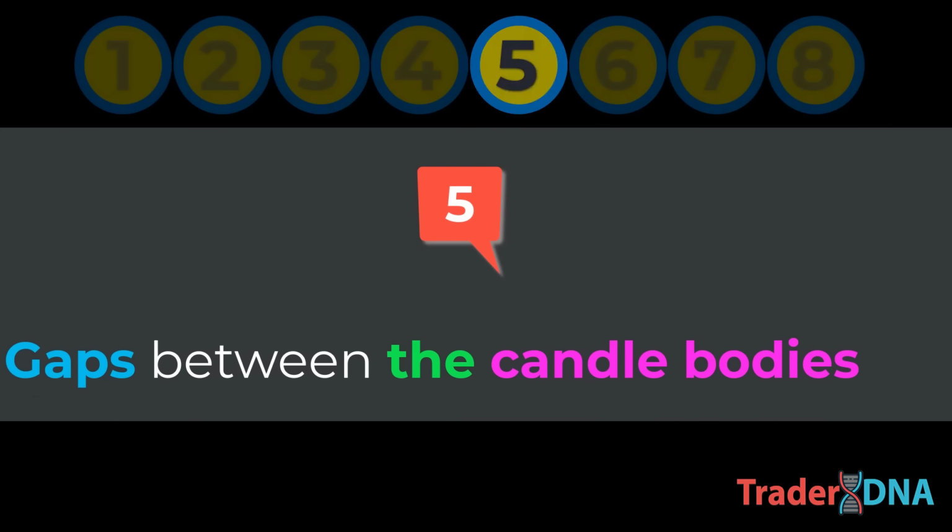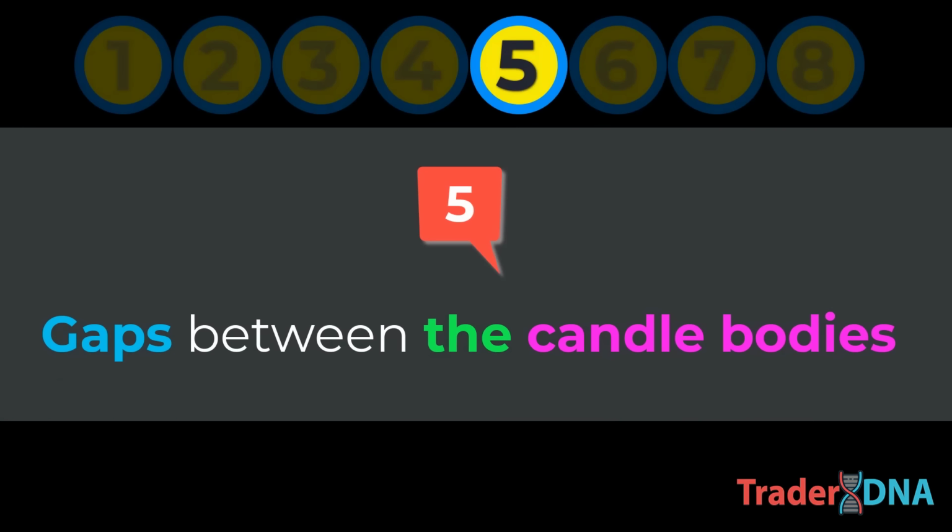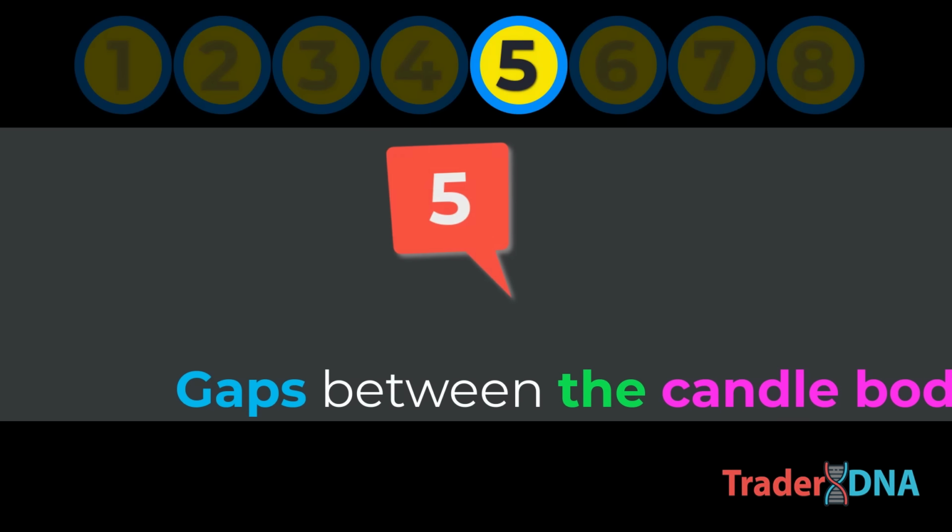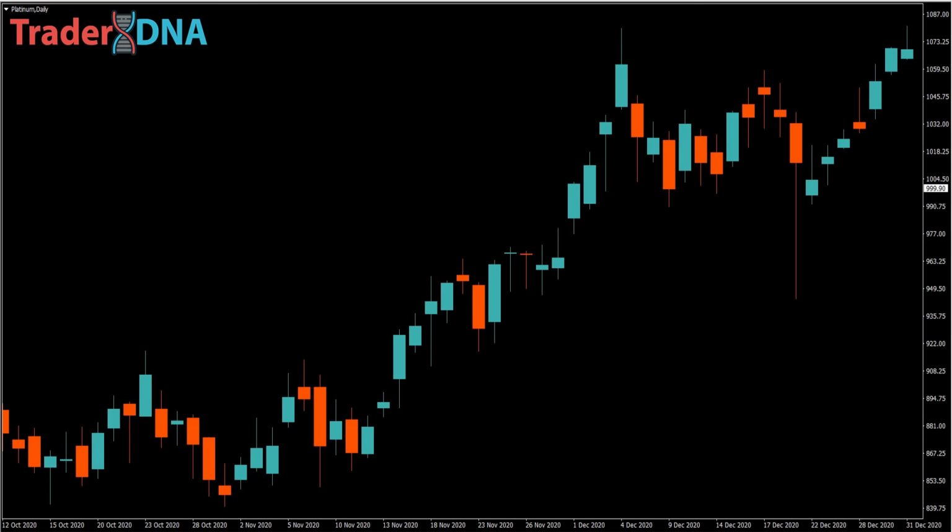Gaps between candle bodies, a powerful market signal. All right, traders, let's talk about one of the most critical price action signals you need to master. Gaps between candle bodies. Sometimes you'll notice that a new candle opens above the previous one's close in an uptrend or below the previous close in a downtrend. These gaps are not random, they are highly significant. They signal market urgency, strong momentum, and institutional activity. And today I'll break it down so you can use this to your advantage.